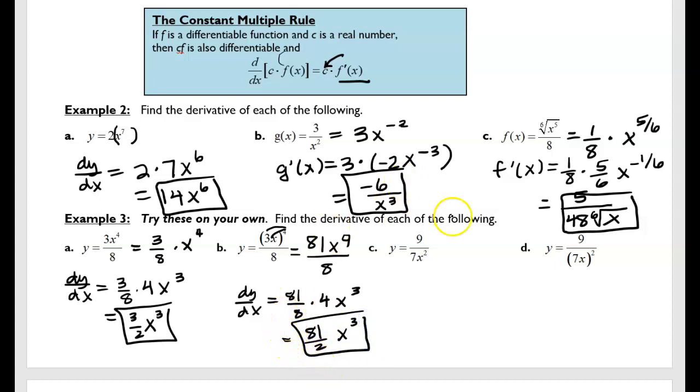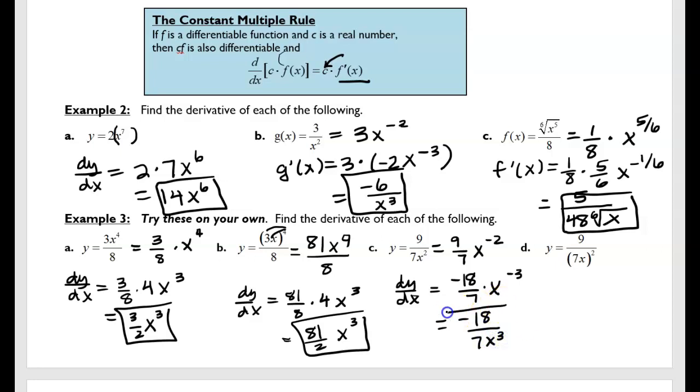For part C, we know the x squared is in the denominator. You need to make sure if it's in the denominator, you rewrite it with a negative exponent. So we have 9 over 7 x to the negative 2nd. My derivative then is negative 18 over 7 times x to the negative 3rd. And when I rewrite that, I get negative 18 over 7x cubed.